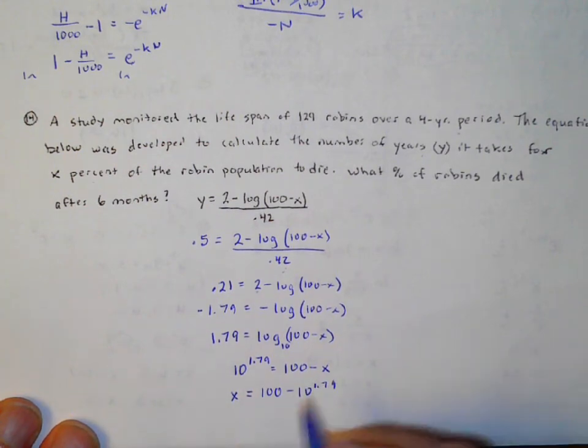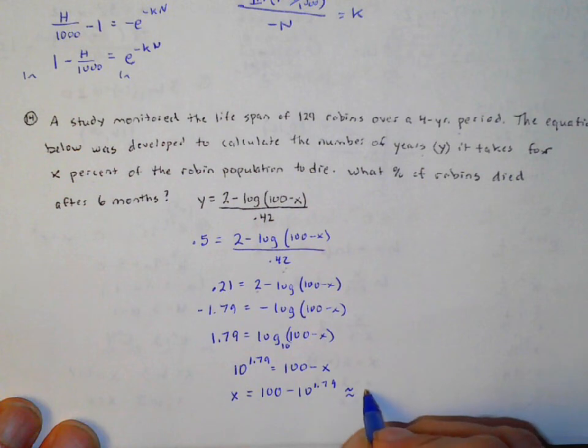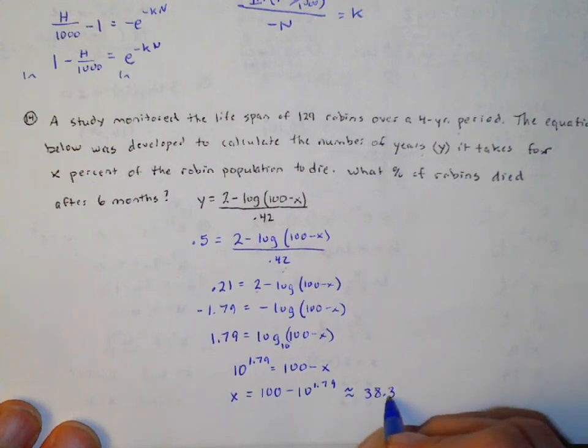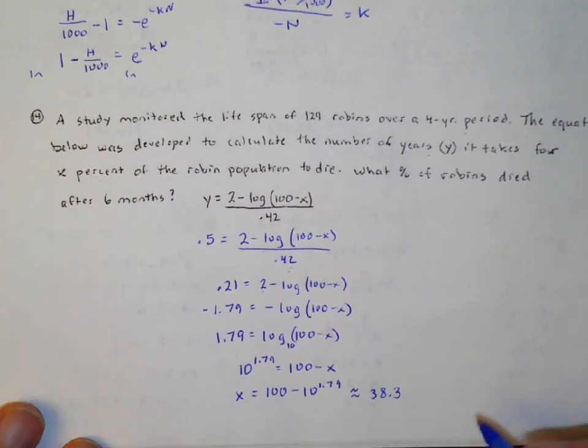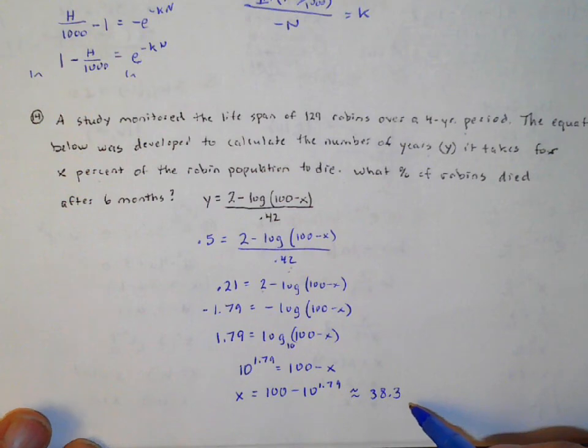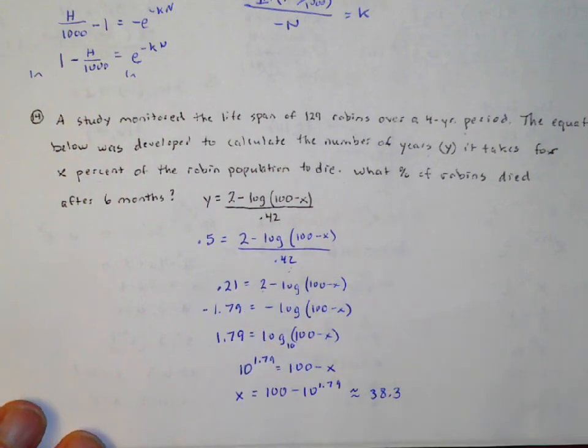If you work it out on Desmos, it's about 38.3. So about 38% of the robins will have died after half a year, after 6 months. Those are notes 5.5.